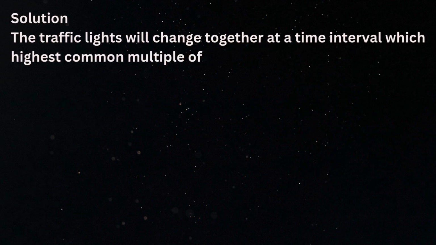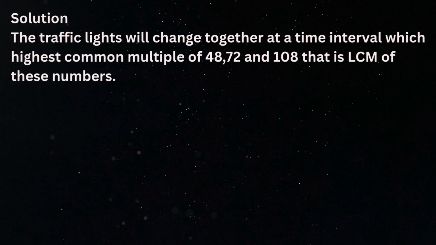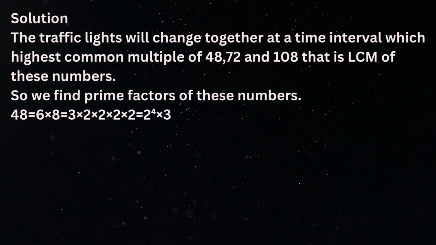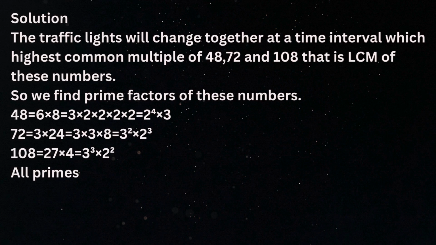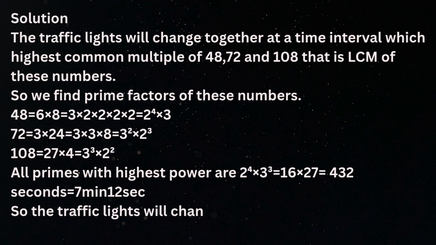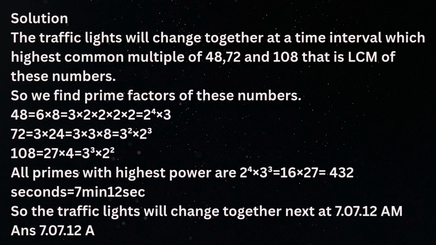So we find prime factors of these numbers. 48 equals 6 times 8 equals 3 times 2 times 2 times 2 times 2 equals 2 raised to 4 by 3. 72 equals 3 times 24 equals 3 times 3 times 8 equals 3 raised to 2 by 2 raised to 3. 108 equals 27 times 4 equals 3 raised to 3 by 2 raised to 2. All primes with highest power are 2 raised to 4 by 3 raised to 3 equals 16 times 27 equals 432 seconds equals 7 minutes 12 seconds. So the traffic lights will change together next at 7:07:12 a.m.